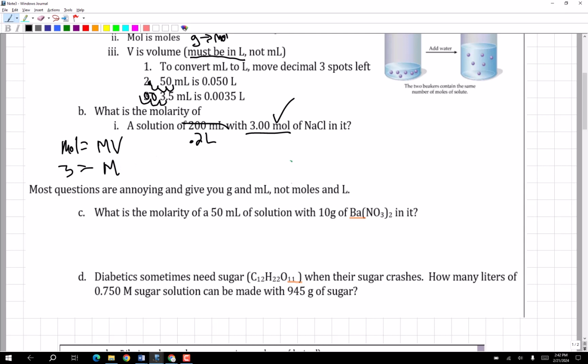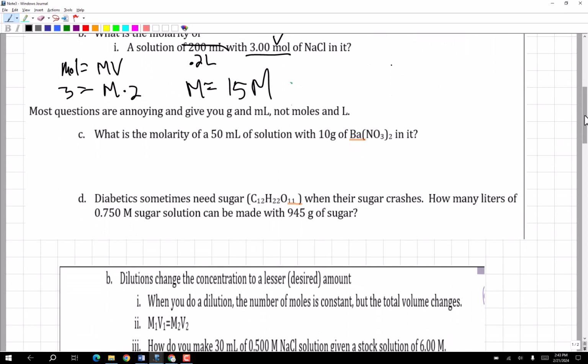equals molarity times 0.2. Molarity equals 3 divided by 0.2. 3 divided by 0.2, which I guess is just times 5, would be 15, and that's a capital M, pronounced molar, a 15 molar solution, which is obscenely high.